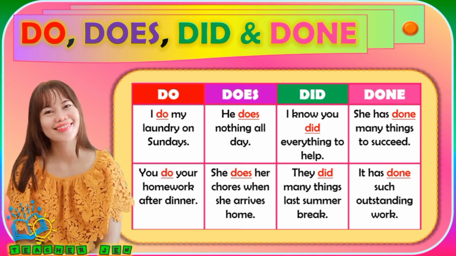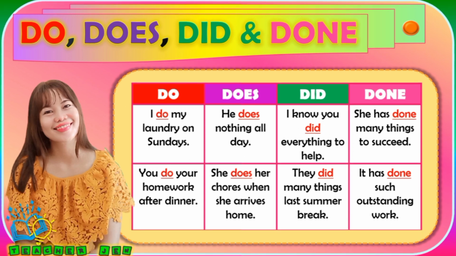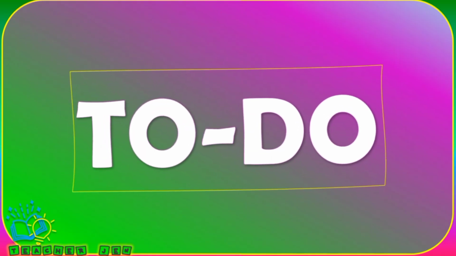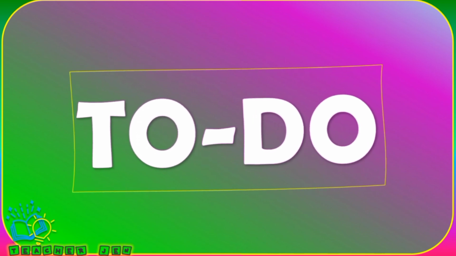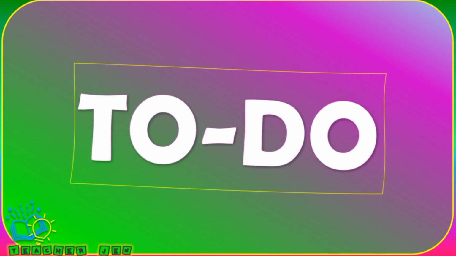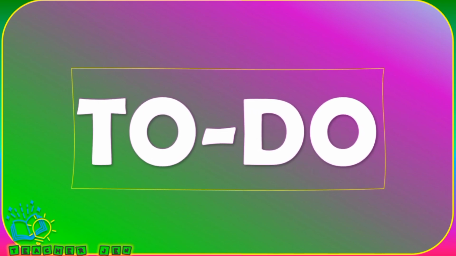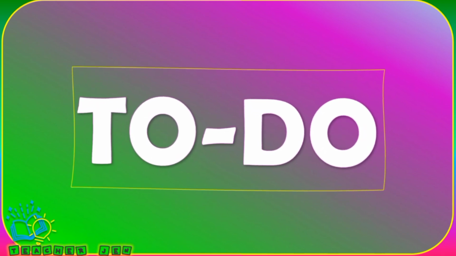Today you will learn about how to use the forms of the verb to do, namely do, does, did, and done. The verb to do is one of the most commonly misused verbs in the English language. So, in this video, let us learn about it and master the use of it in various situations.